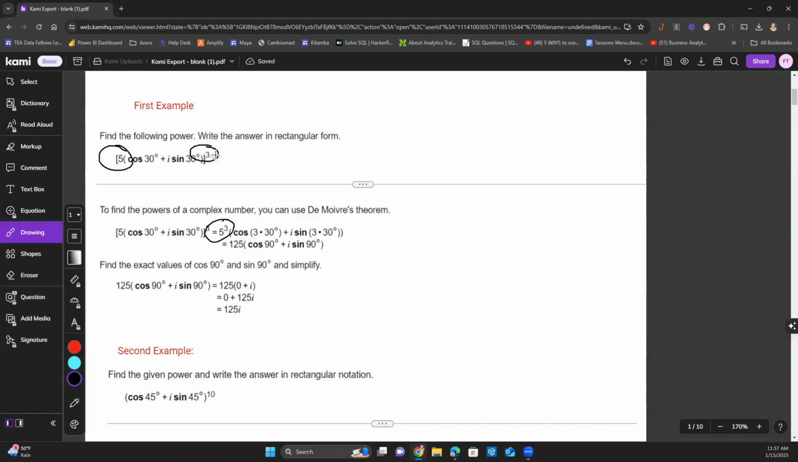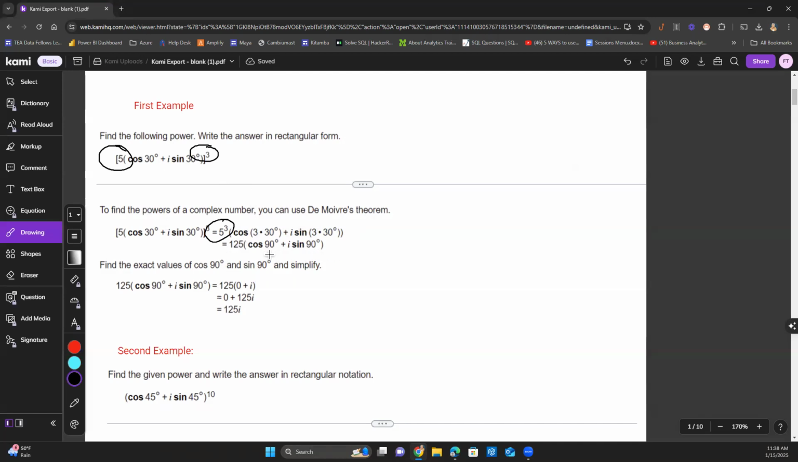And then the angle will be multiplied by this number. The original angle is 30 degrees, but now we're going to multiply this angle by the given power. So the new angle will be 3 times 30, which is 90. So this is the answer in polar form. When you raise this complex number to the third power, the answer will be 125 parentheses cosine 90 plus i sine 90 in polar form.